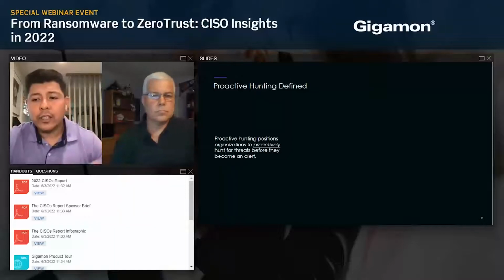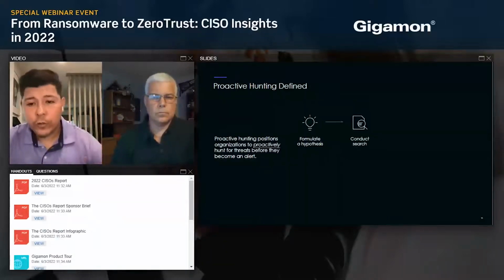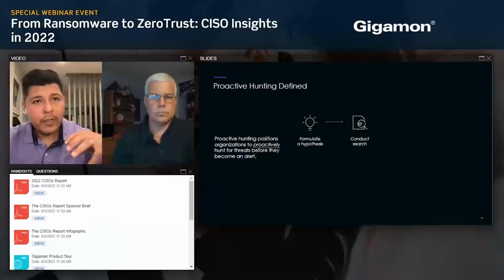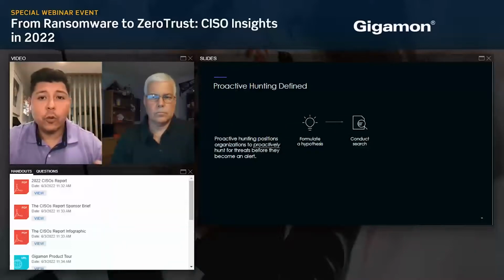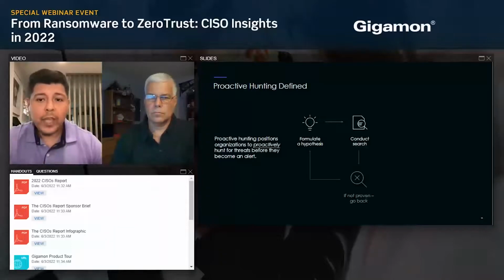So what is proactive hunting? Really, it's just a means for your security operations professionals to formulate hypotheses and then research those hypotheses, conducting searches to determine whether or not whatever is happening on the network is malicious or anomalous. If it's found to be normal behavior, they'll go back and start a new hypothesis. What's the next thing I can look for? What's the next string I can pull on?